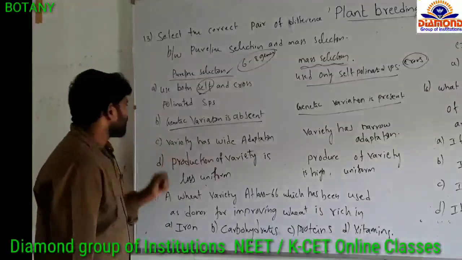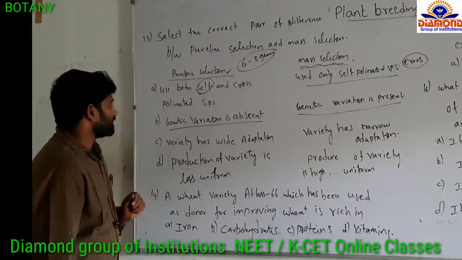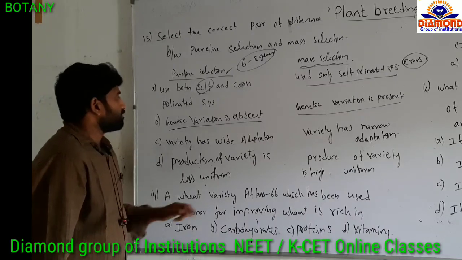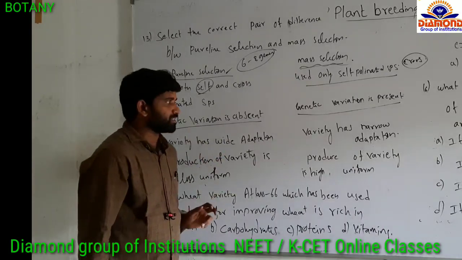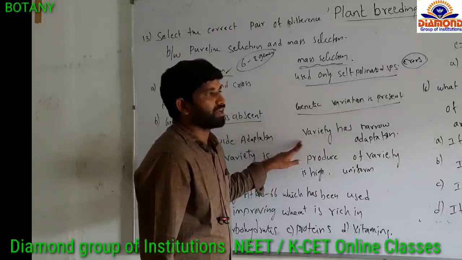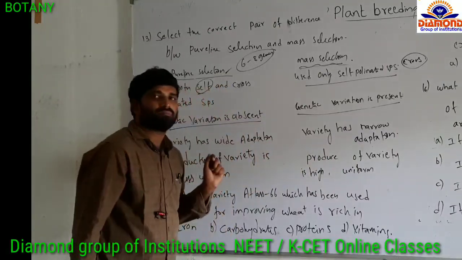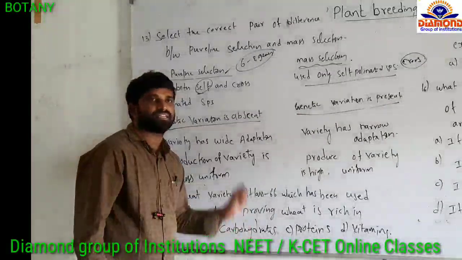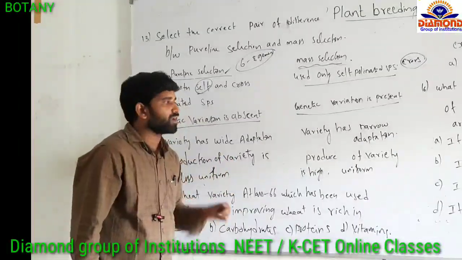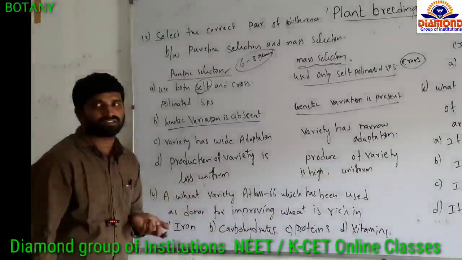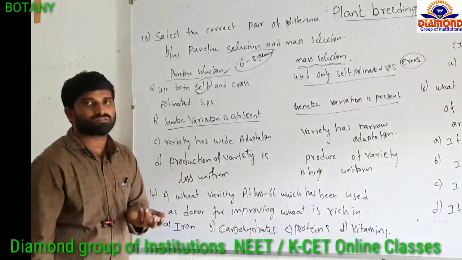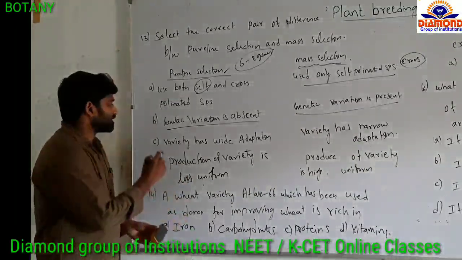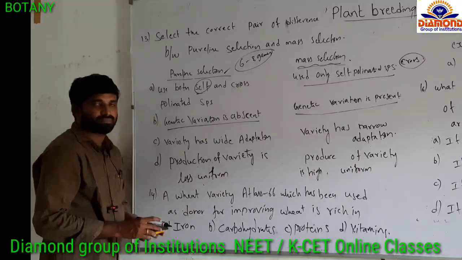And option C, variety has wide adaptation. Variety has a narrow adaptation. Here, in pure line selection and mass selection, adaptation is not considered as a criterion for selecting plants. Adaptation means modification to the environment in order to survive. So it is not a criterion for pure line selection and mass selection.